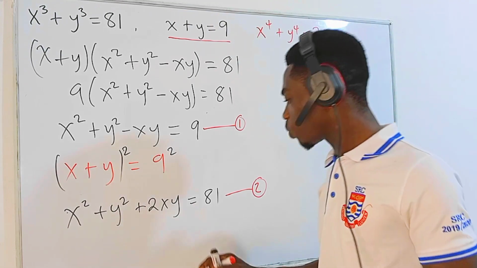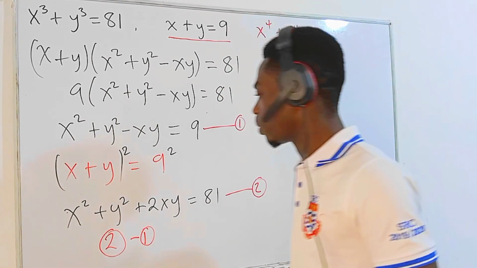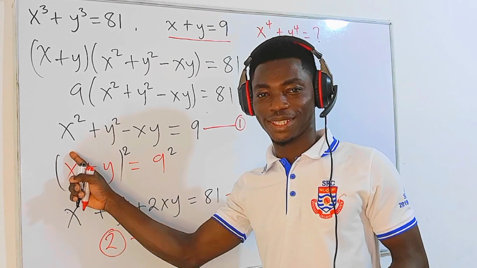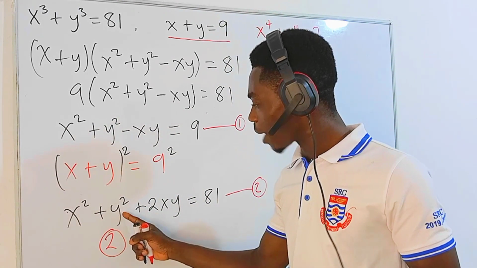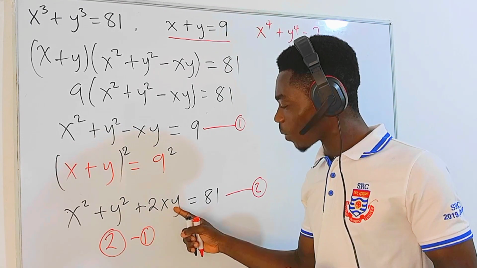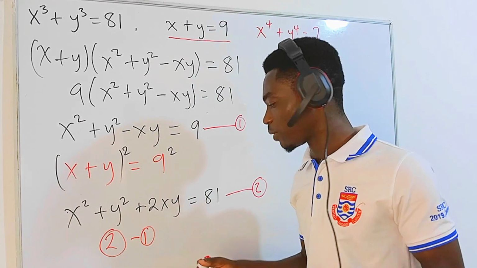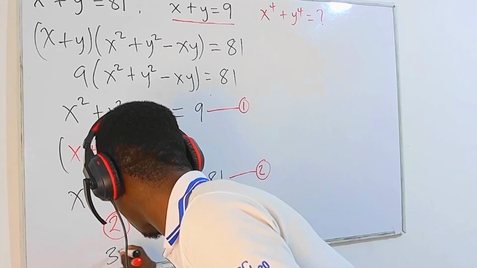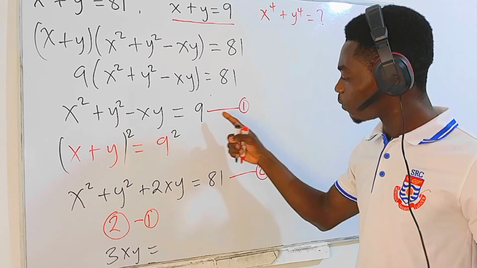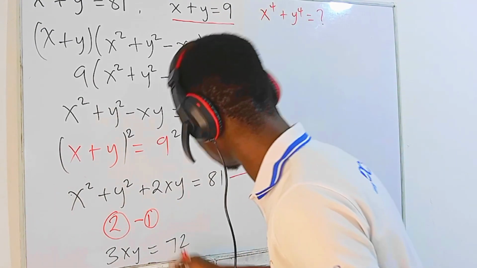And this time around, let's go ahead and then take equation 1 from equation 2. And if we do that, check this, we have x squared minus x squared, that is 0. You see that? Then we have y squared minus y squared, that is also 0. Then we have 2xy minus xy. That is obviously going to be positive. So we are going to have 3xy, and this is equal to, we have 81 minus 9, that is 72, nicely like that.